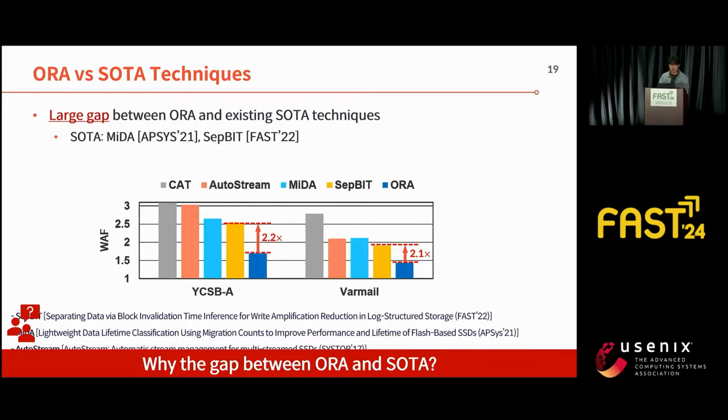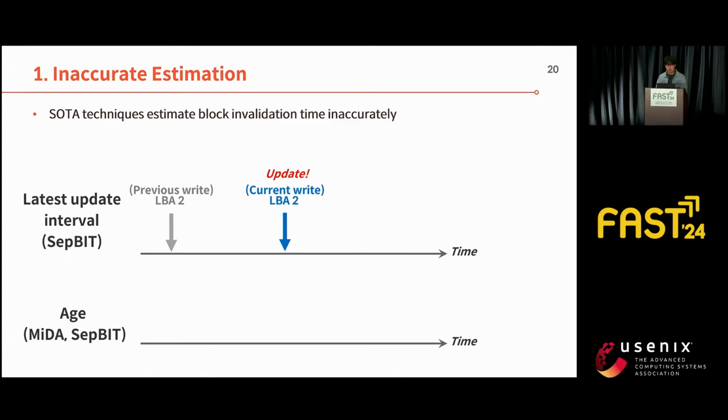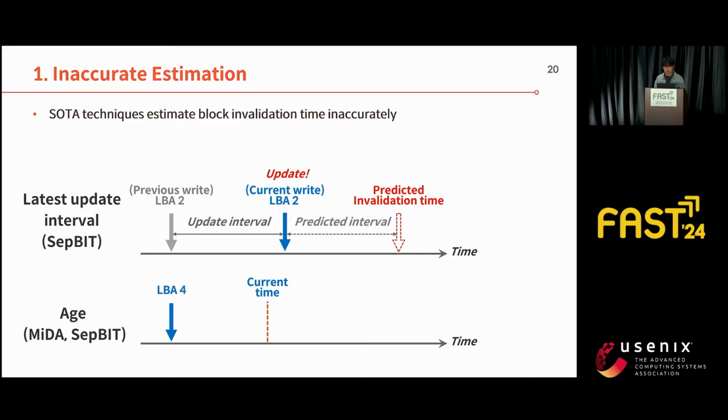We analyzed why this gap between ORA and SOTA occurs. First, SOTA techniques often inaccurately estimate block invalidation times, relying on methods such as utilizing the latest update interval or block age. The latest update interval refers to the time elapsed since a block was last updated. CEPIT assumes that the block being written now will be invalidated after the same interval.